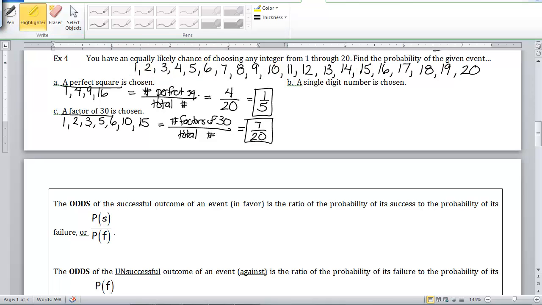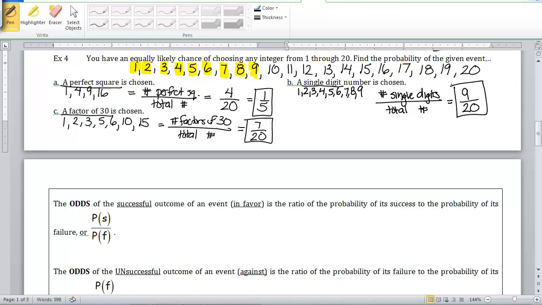In example B, we want to know the probability that a single digit number is chosen. Single digits are 0, 1, 2, all the way through 9. Because 0 is not in our set of 1 through 20, we will only include 1 through 9. So in our set from 1 through 20, there are only 9 single digits, but again 20 numbers, and since 9 over 20 does not simplify, that's our answer.